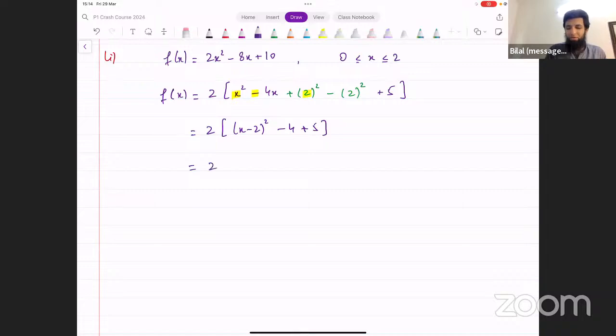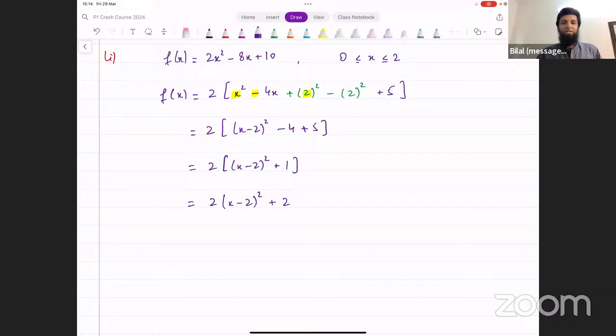We have 2 into x minus 2 whole squared plus 1. Now you multiply that 2 outside inside the bracket. So it becomes 2 into x minus 2 whole squared plus 2. That is what the completed square form of this function turns out to be: 2 into x minus 2 whole squared plus 2.